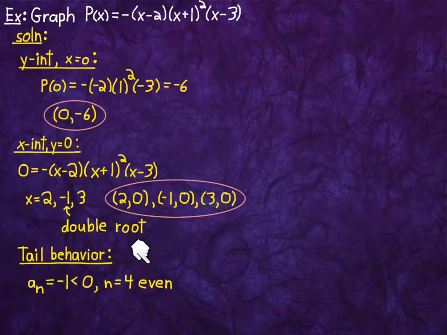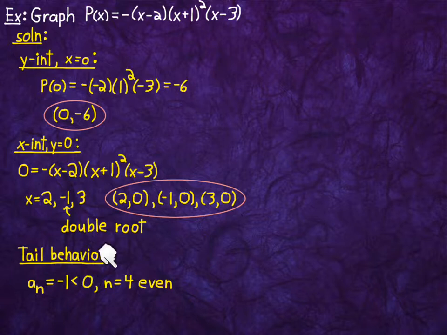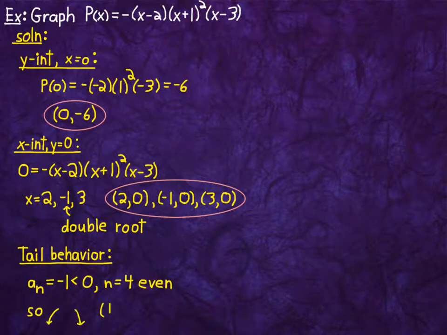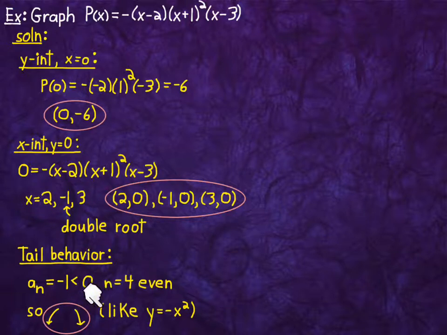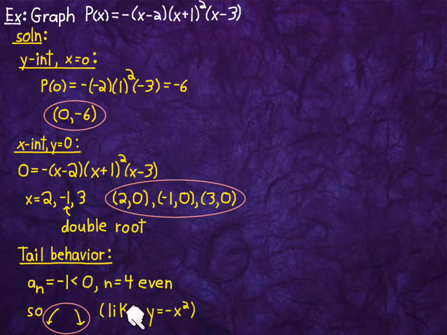The leading term. And so a sub n is negative 1, which is less than 0, and the degree is 4, which is even. So that means both ends go down. It's kind of like y equals negative x squared as far as the ends go. Okay, so it goes like that. So I just write it like that. Now this part here, like y equals negative x squared, you don't have to write down. I'm just noting that to you. But I would write down all this stuff exactly like this. I'd even circle it.